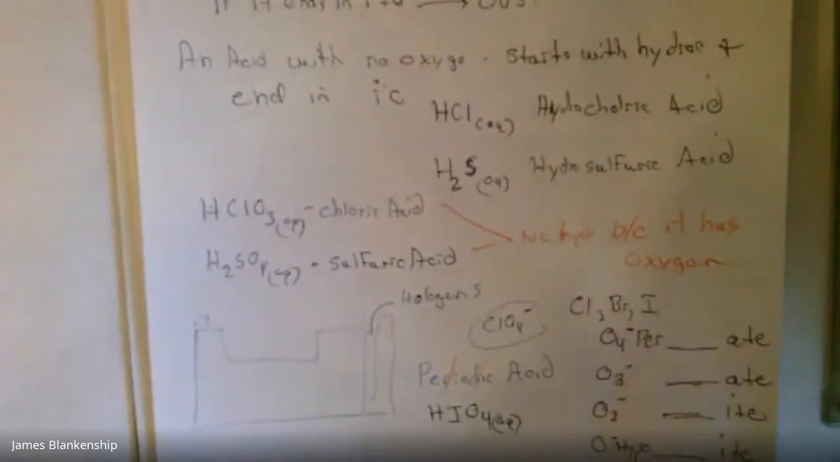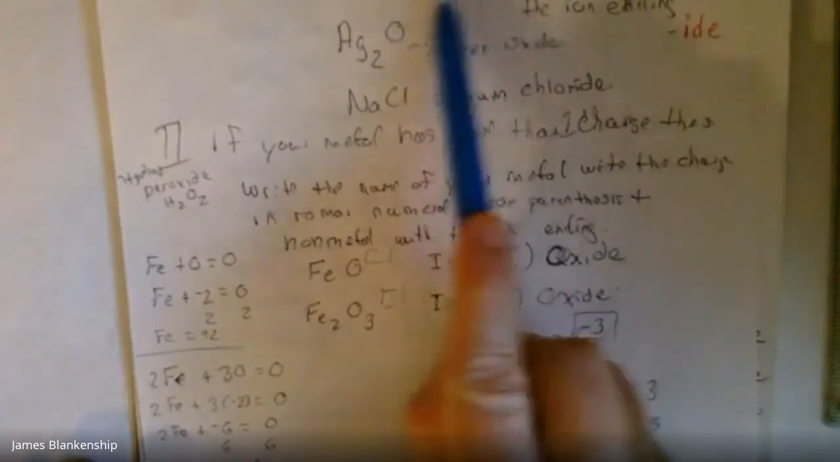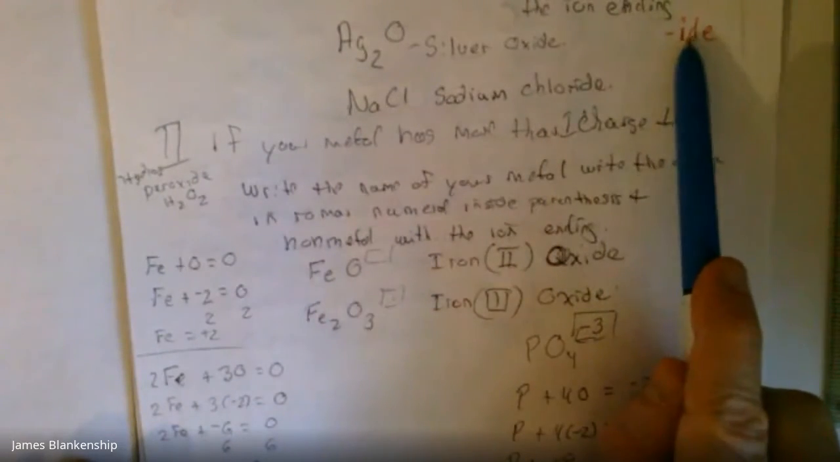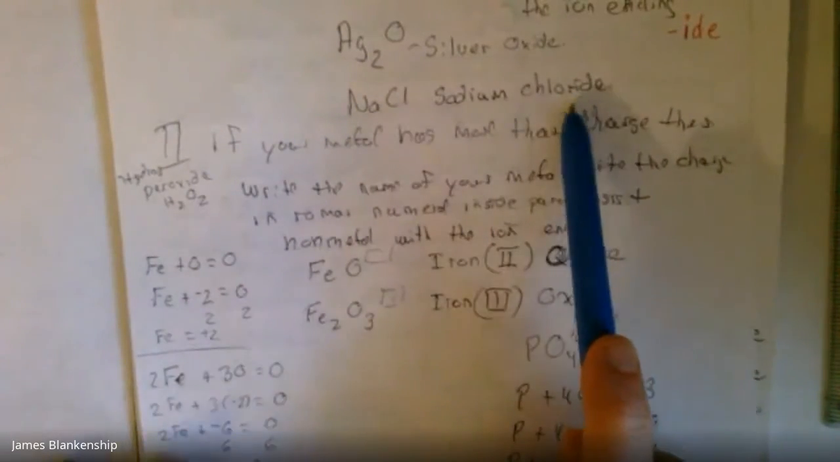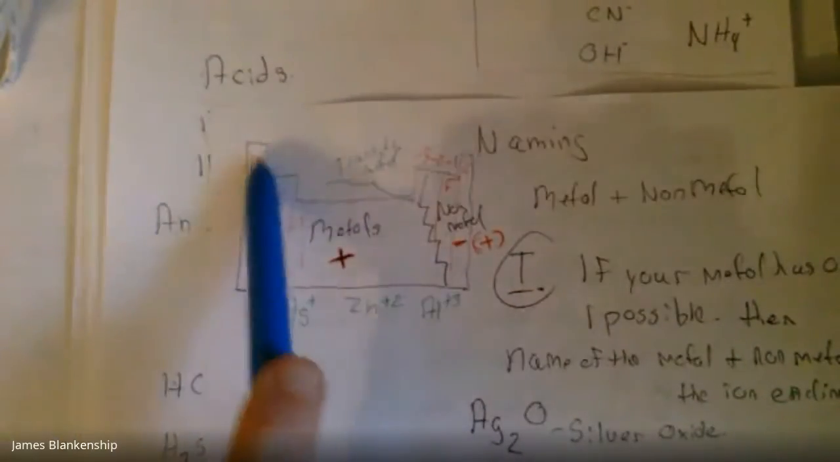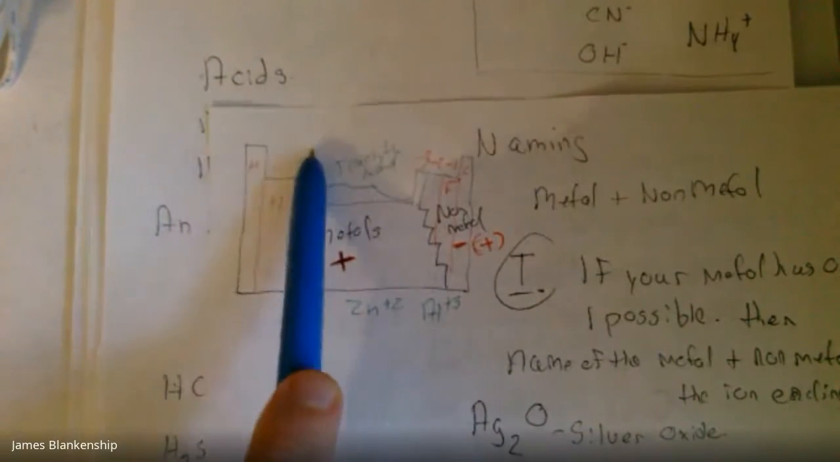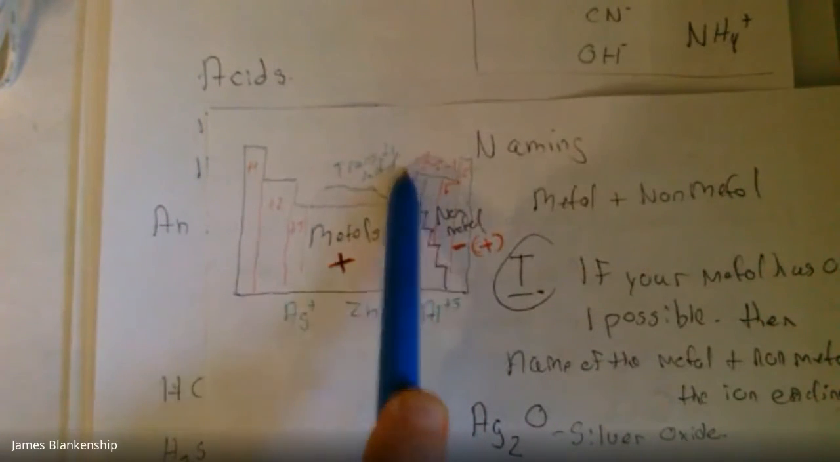Just a quick review. For metal and nonmetal, if your metal has only one possible charge, then you're just going to give the name of the metal and the nonmetal with the ion ending, typically "ide." Silver oxide, sodium chloride. Remember that this first column is always positive 1. This next column is positive 2. This next column is positive 3. And then over here, you do have some positive 3s.